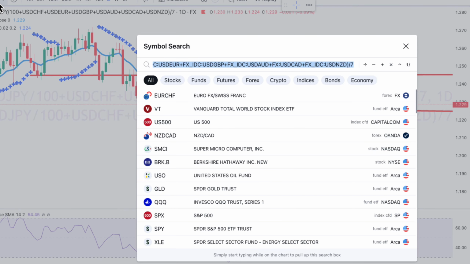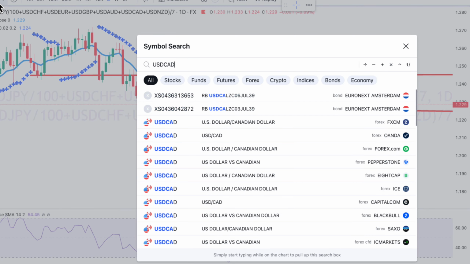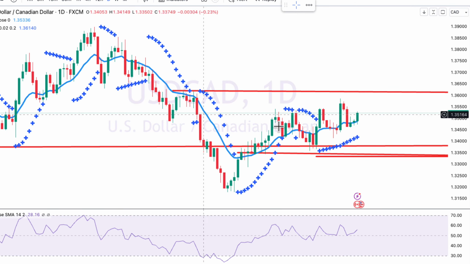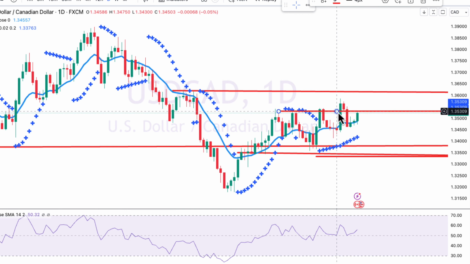So dollar CAD is the one that I do like on the upside, especially if the divergence starts to play out with this movement today. Here's the resistance level, which is about 135.42, looking for a further break up to that 136.20 area. So that's another one I'll be paying attention to.